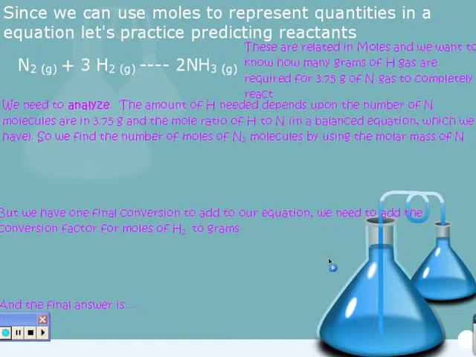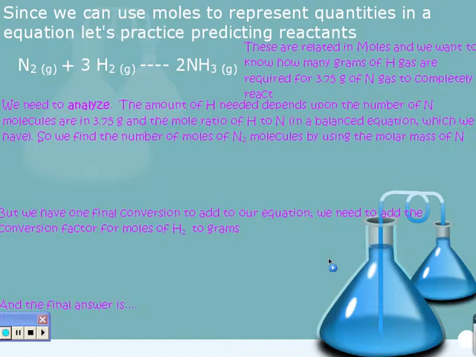So now we're looking at this equation, N2 plus 3H2 yields 2 NH3. Now, we can relate these in moles. That's 1 mole of nitrogen to 3 moles of hydrogen molecules, yielding 2 moles of that compound. We need to look at them, but we have them in grams. Now, how many grams of hydrogen are going to react with 3.75 grams of nitrogen gas to completely react?